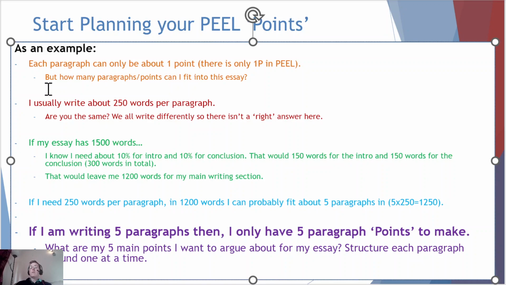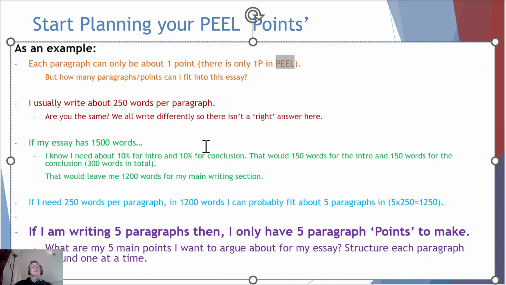Each PEEL paragraph is about one particular point. But how many paragraphs, and therefore how many points, can I fit into the essay that I'm trying to write? I know for me, and again this is very personal, that I usually write about 200 to 300 words per paragraph. About. That's how many words I need to get through the PEEL process for each point. For some of you, that might be 400. For some of you, it might be 300. For some of you, you might not yet know.